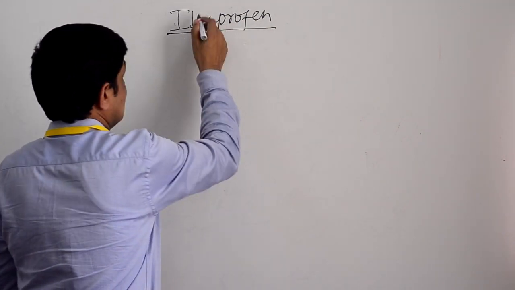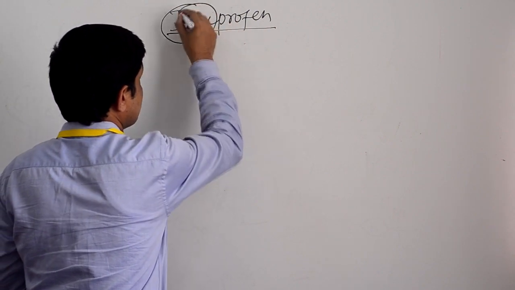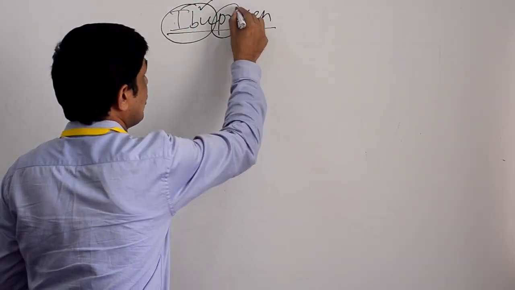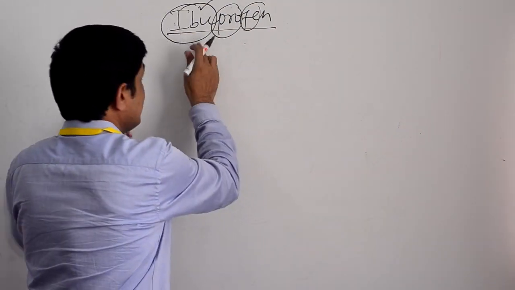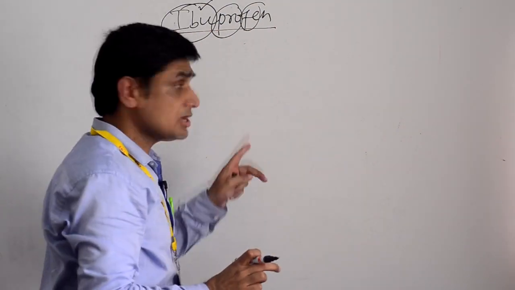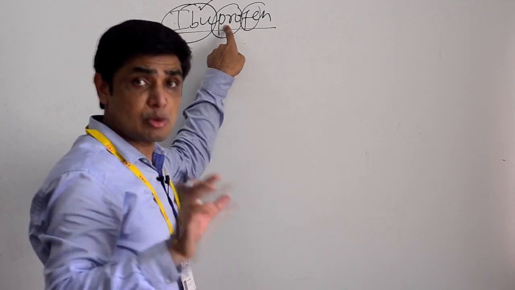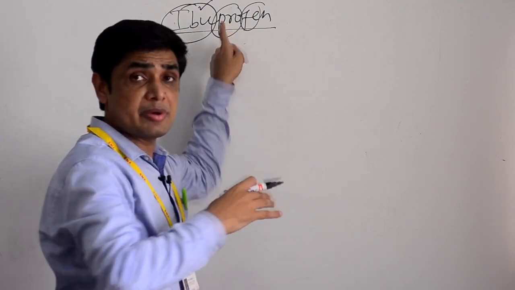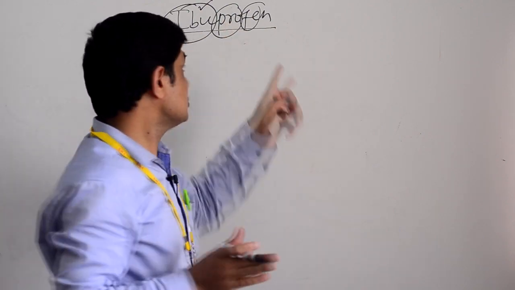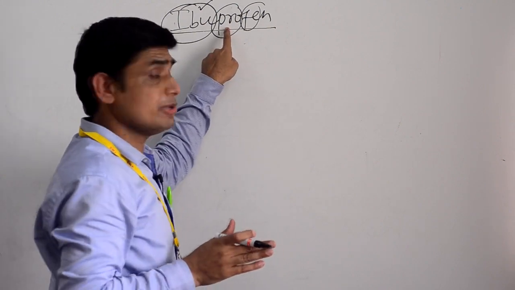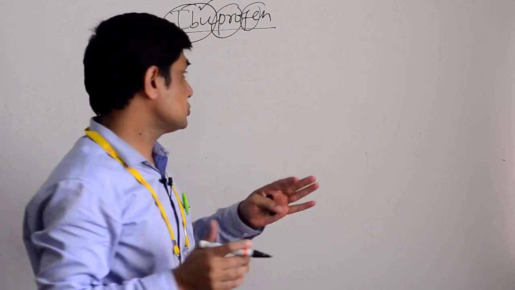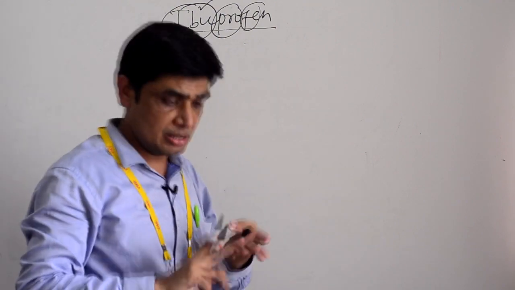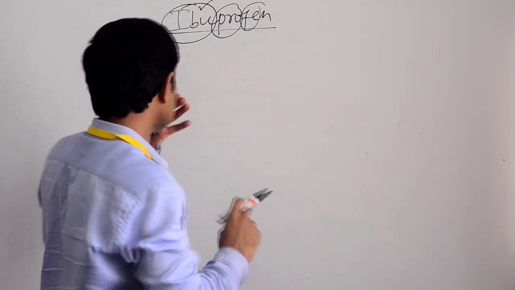The name ibuprofen has ibu, pro and then fen. Ibu means an isobutyl group is there. Pro means propyl, because ibuprofen is a propionic acid derivative. Fen means phenyl ring. So we have to write one phenyl ring, a propyl group and then an isobutyl group.